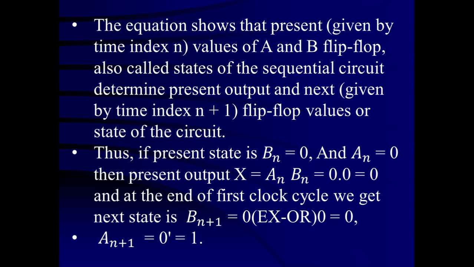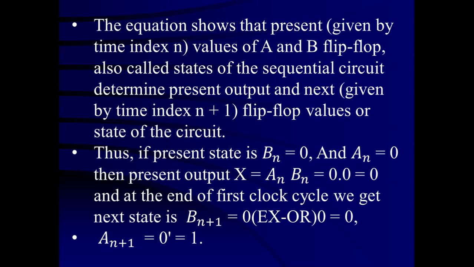At the end of the first clock pulse, the next outputs are going to be An plus 1 and Bn plus 1. So what is Bn plus 1? That is nothing but the exclusive OR gate which has An and Bn as the input. An is equal to 0 and Bn is equal to 0. So 0 XOR 0 is going to be 0, because XOR gate output is 0 when the inputs are equal.